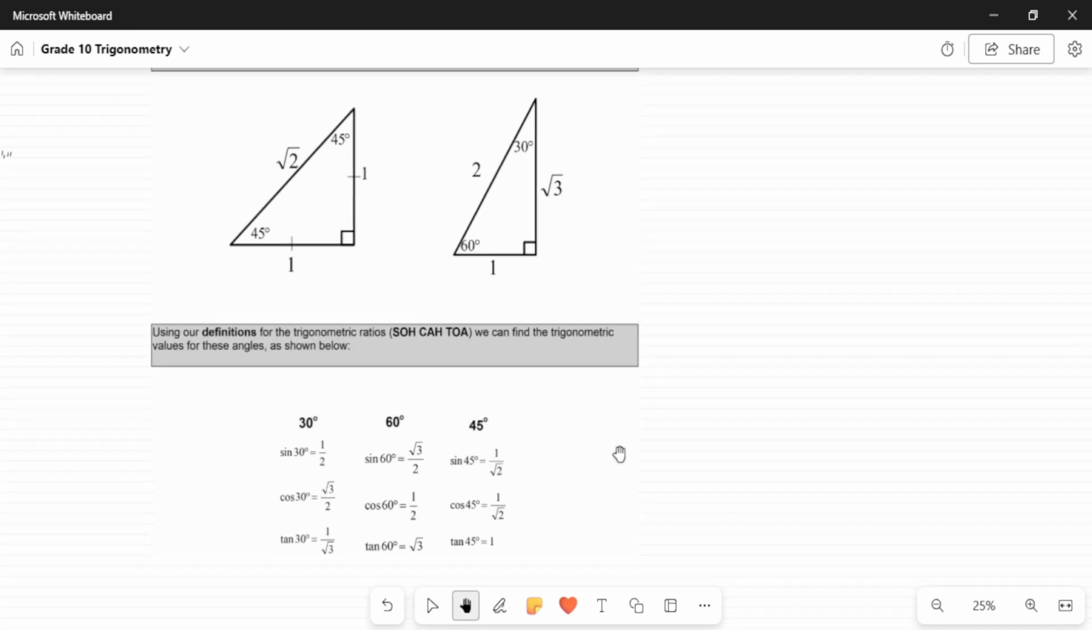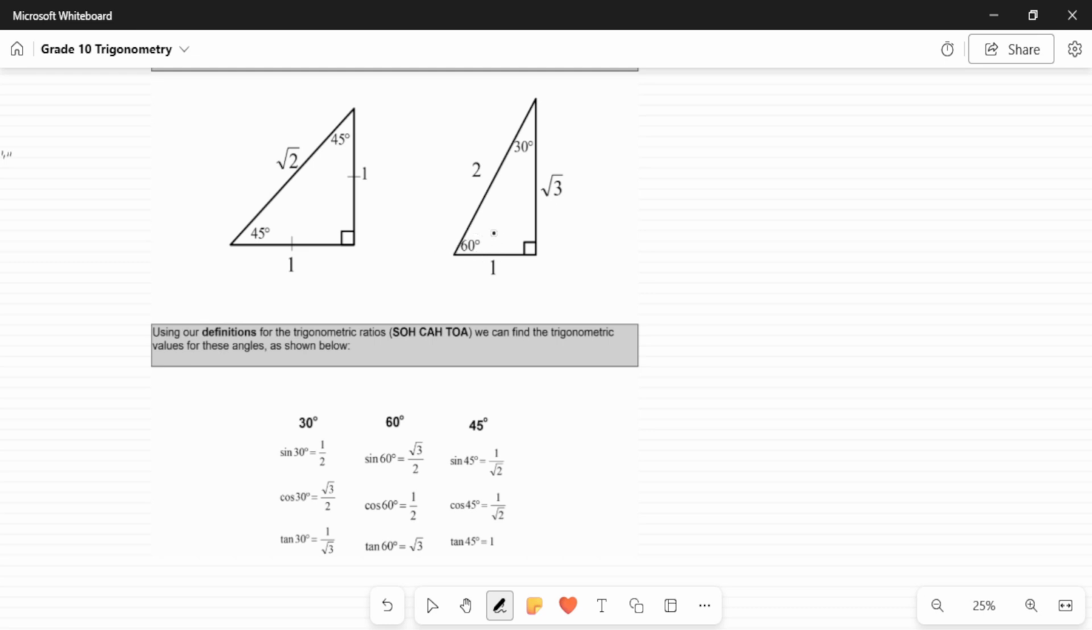So if you look at this diagram, sine of 30 is what? Opposite over hypotenuse, 1 over 2. If you look at the cos of 30, it's adjacent over hypotenuse, which is root 3 over 2. Exactly what we have here. You look at the tan of 30, it's 1 over root 3. Exactly what we have.